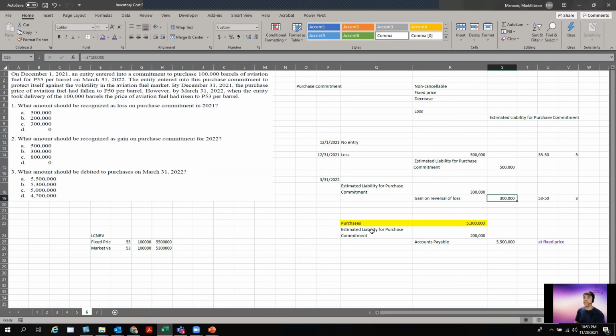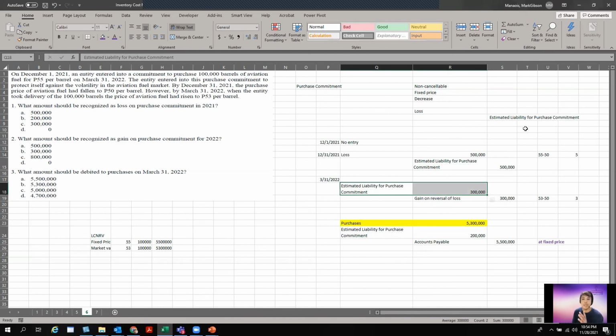So paano yung recording natin? O class, take note of this. We have to record first the estimated liability. We have to close the estimated liability for purchase commitment. So meron pa tayong natitirang 200,000 kasi initially we recognized the estimated liability for purchase commitment for 500,000. Tandaan, December 31 nagkaroon tayo ng credit estimated liability for purchase commitment for 500,000. And then there's a reversal, so therefore debit. So nabawasan 'yon, meron tayong remaining balance of 200,000 which we need to close.